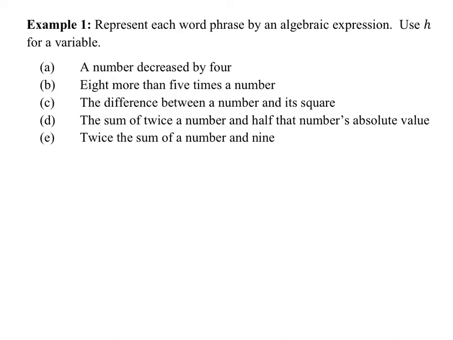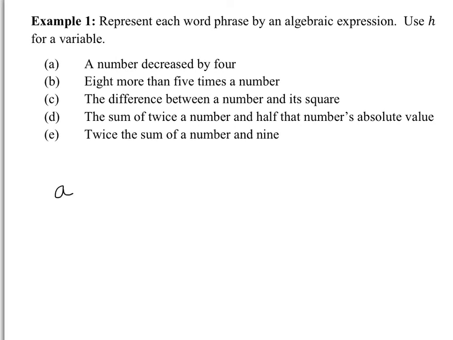What does that look like algebraically, Paul? H minus 4. Okay, a number, H, some random variable, minus 4. Okay, part A, very easy. Part B, 8 more than 5 times a number. 8 more, Nile, than 5 times a number. 5H plus 8. Good.